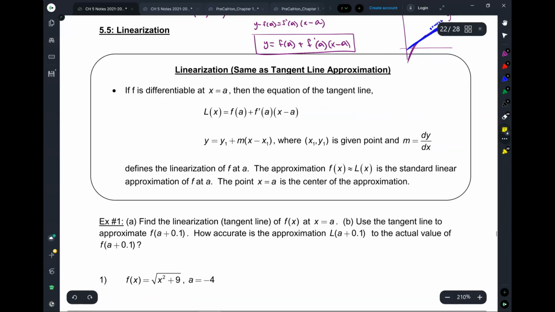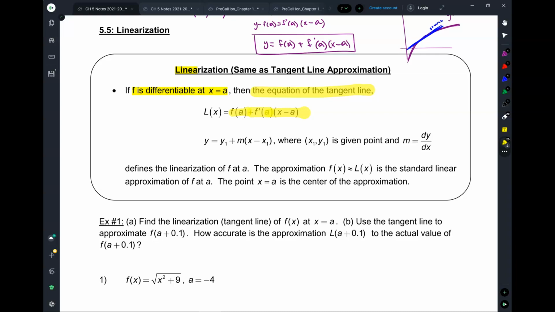let's talk about specifics then. For this to work, f has to be differentiable at x equals a. Then we can use the equation of the tangent line, right? And what is the equation of the tangent line? It's y equals y1 plus m times x minus x1, right? F prime of a is m, times x minus x1.